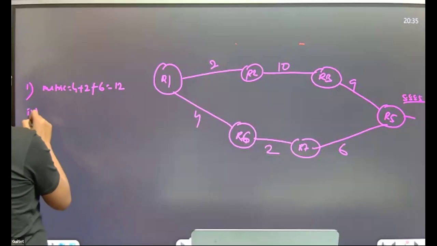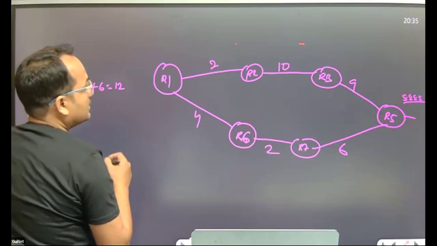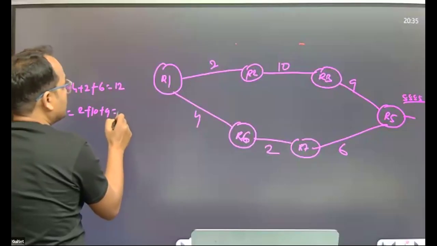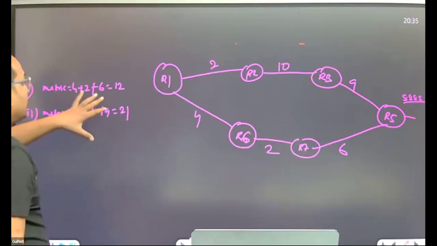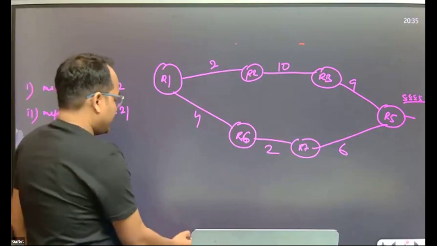And the path 2 metric? What is the path 2 metric? 10 plus 2 plus 9. It's going to be 21. Okay. So now it's clear this path is going to become my best path, right?